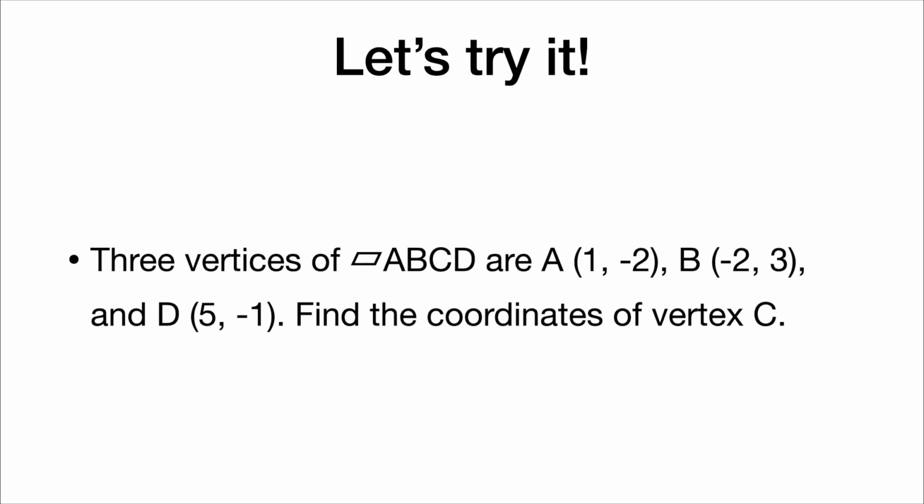All right, so here's our last one. Three vertices of parallelogram ABCD are A (1, negative 2), B (2, negative 3), and D (5, negative 1). Find the coordinates of vertex C.